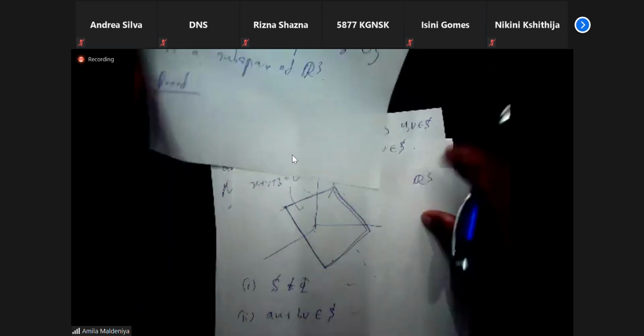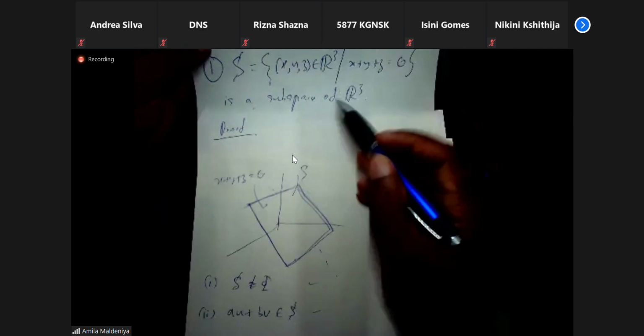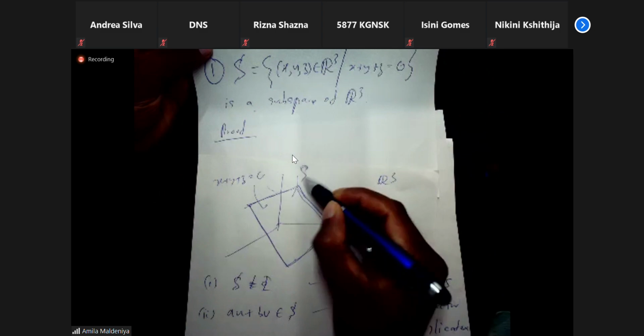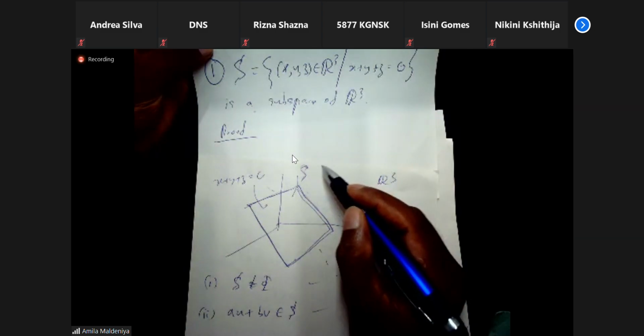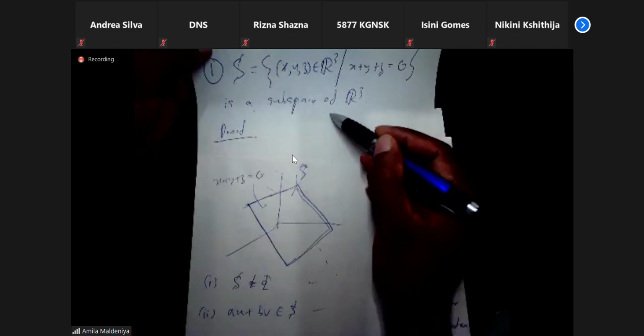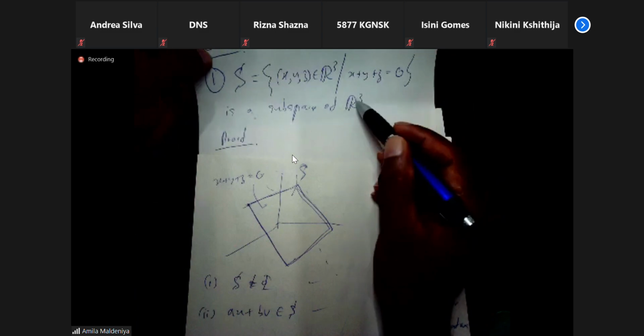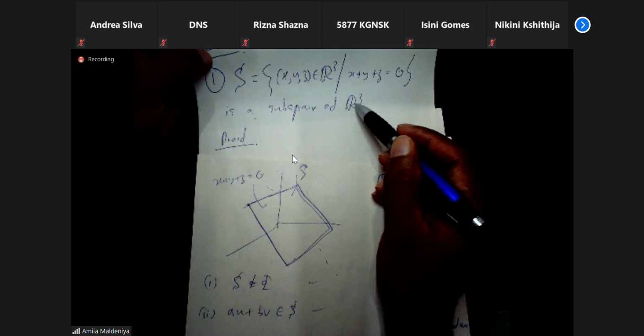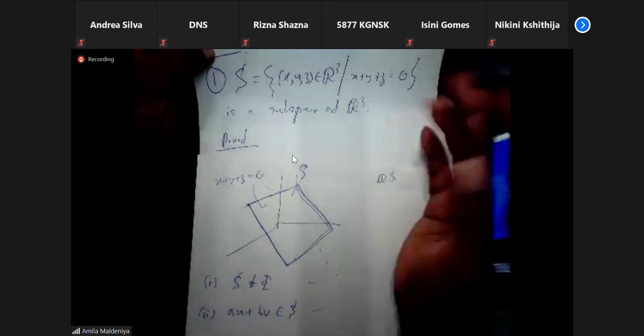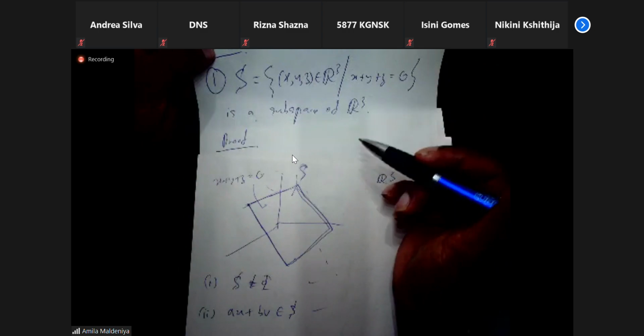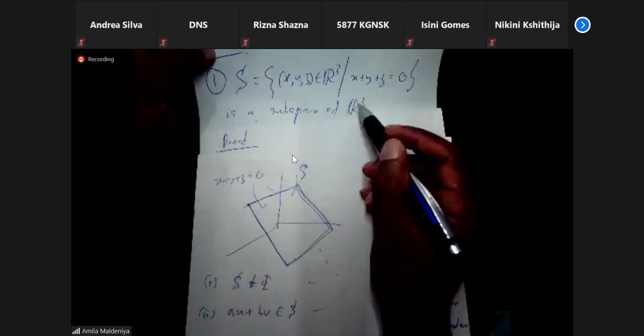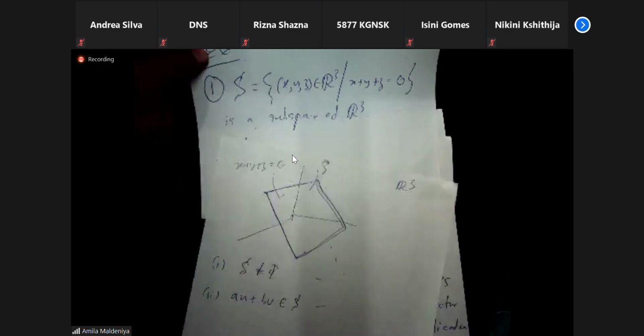Now what is the operation here? You have to use the usual vector addition and scalar multiplication which are used in R3. If the question does not say what the addition and scalar multiplication are, you can use the usual ones. Right, now let's prove this.